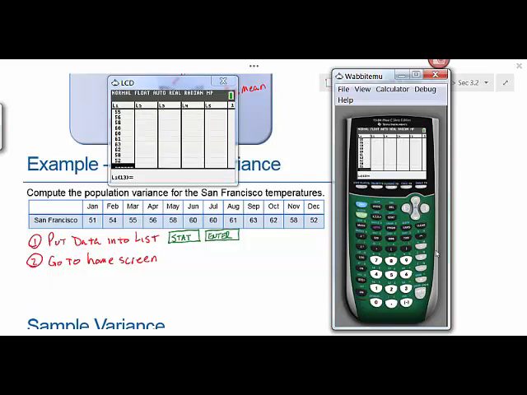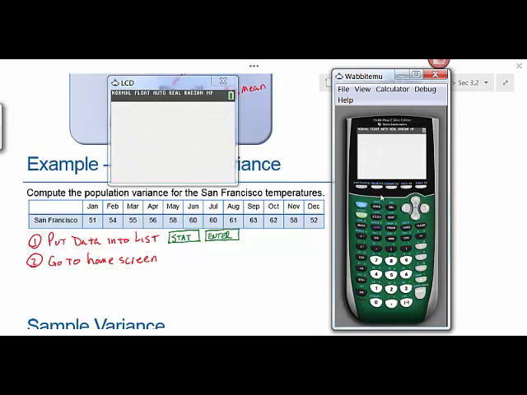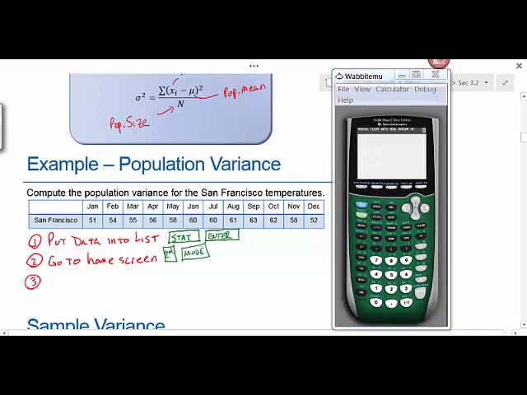Once you have all the data in your list, you're going to go back to the home screen, and you do that by hitting what? Second Mode, which is Second Quit. After we have the data in our calculator, then we're going to do the one variable stats just like we did for the mean. Do y'all remember doing that? It's Stat, go over to Calculate, and then we hit Enter.